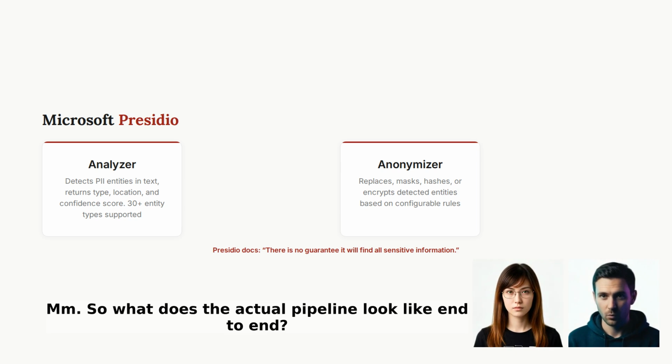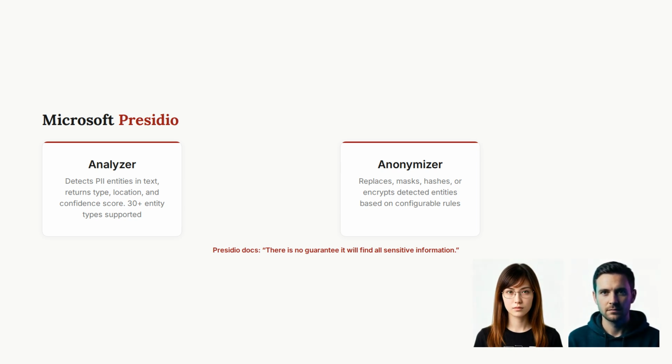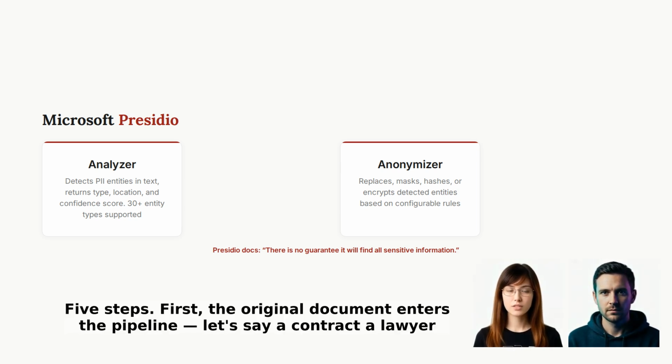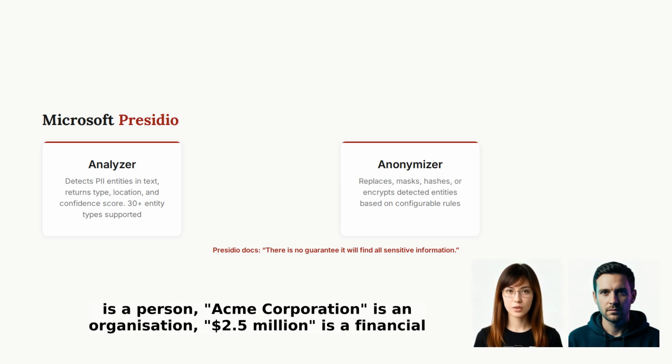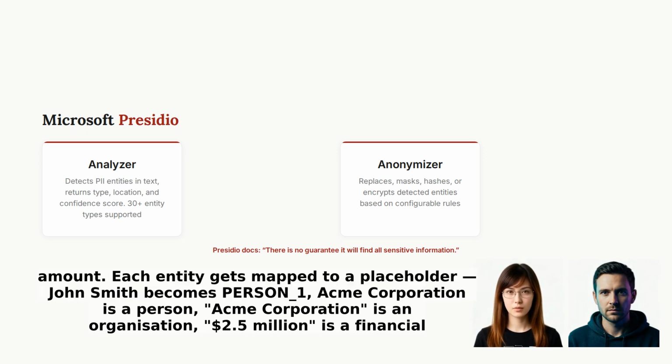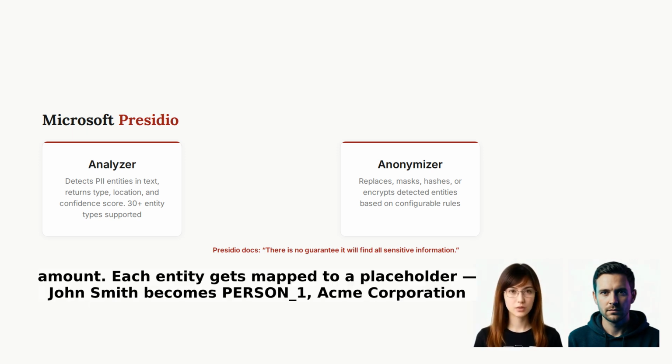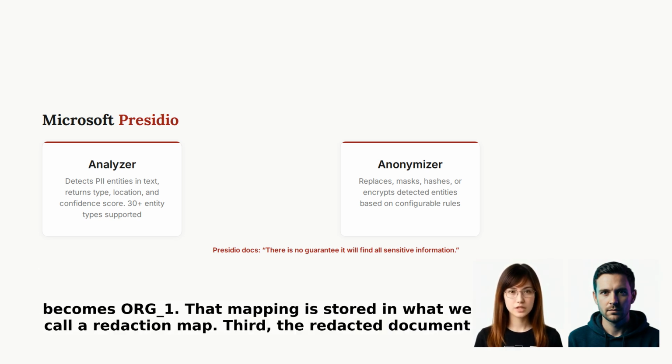So what does the actual pipeline look like end to end? 5 steps. First, the original document enters the pipeline. Let's say a contract a lawyer wants summarized. Second, the NER system scans it and identifies every entity. John Smith is a person. Acme Corporation is an organization. $2.5 million is a financial amount. Each entity gets mapped to a placeholder. John Smith becomes Person 1. Acme Corporation becomes Org1. That mapping is stored in what we call a redaction map.